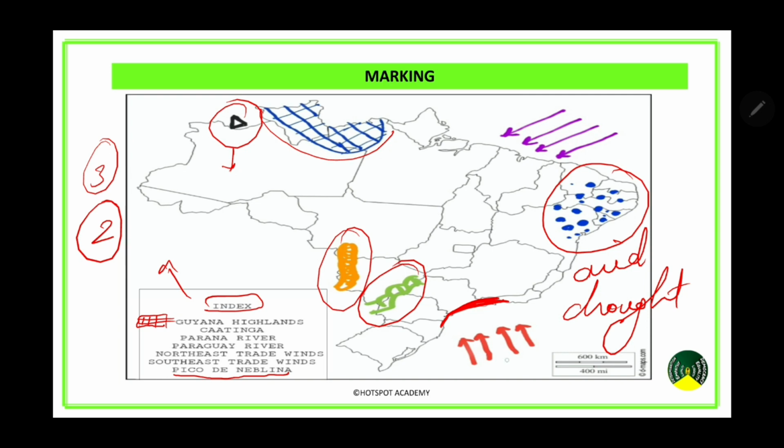Now 2 important winds. If you see, this is north and this is east. So this part is the northeastern winds, this part is the southeastern winds, right? All these are trade winds, which are responsible for monsoon. Okay, rainfall in Brazil. Are we clear?